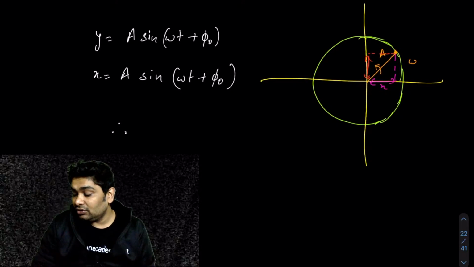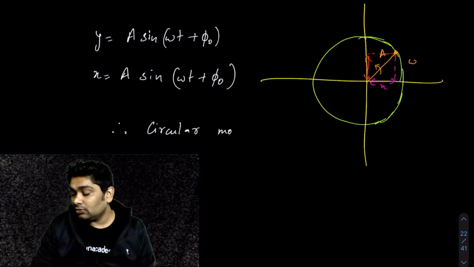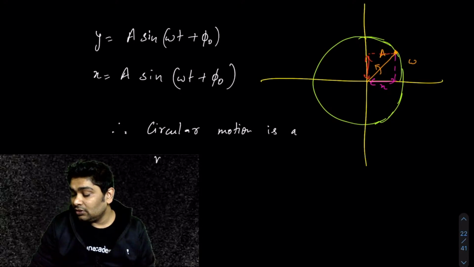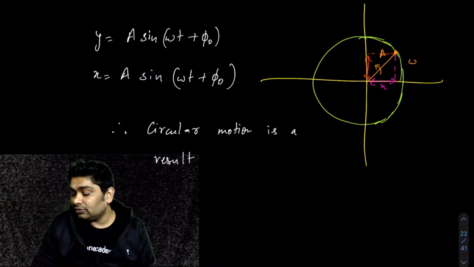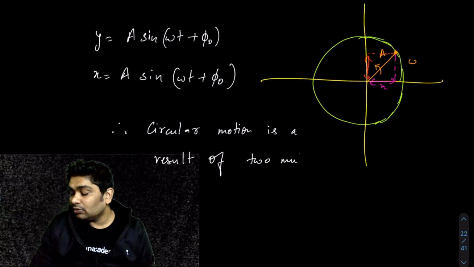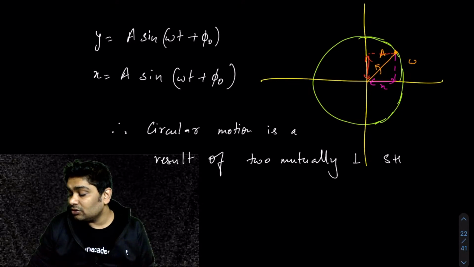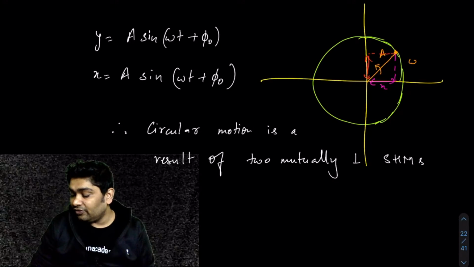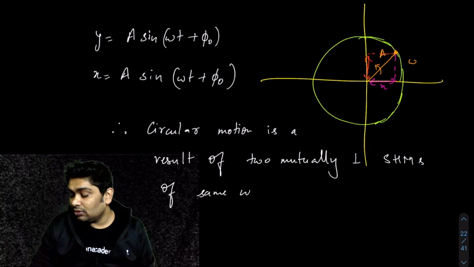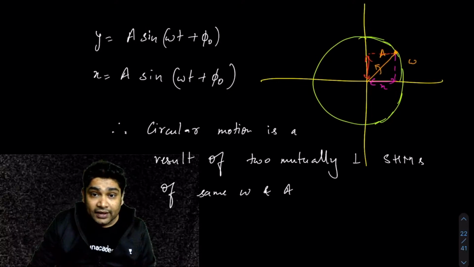So therefore, circular motion is a result of two mutually perpendicular SHMs of same omega, and of course 90-degree phase difference. Okay, it was very similar.